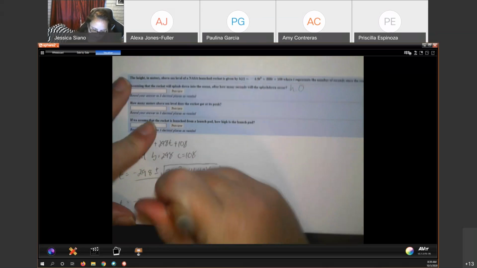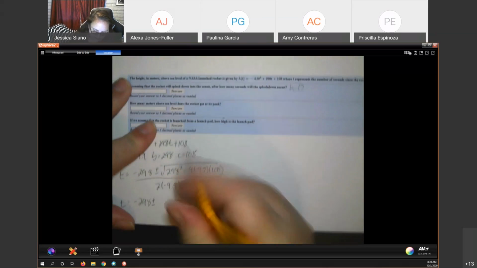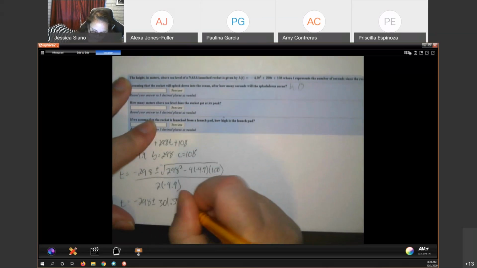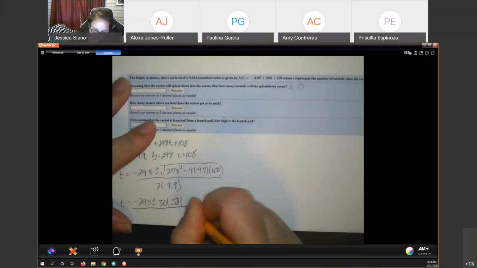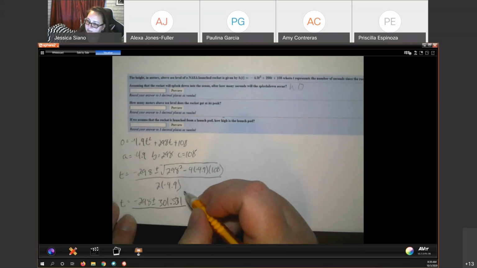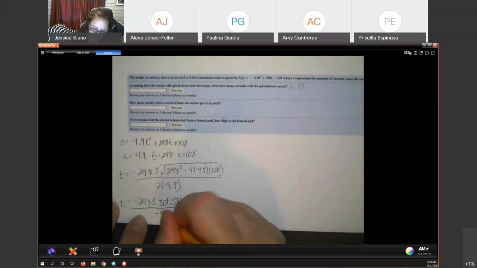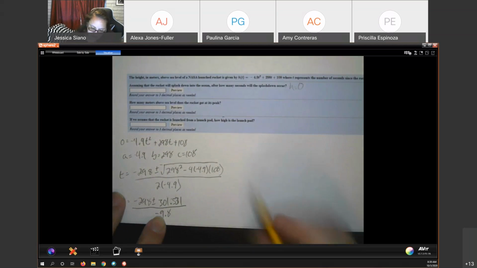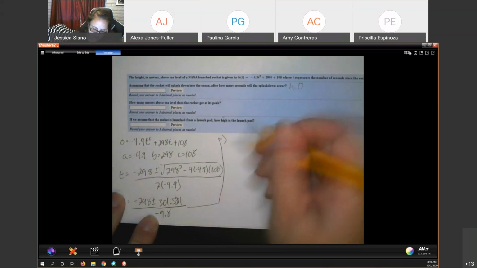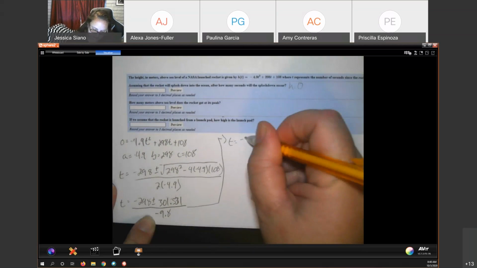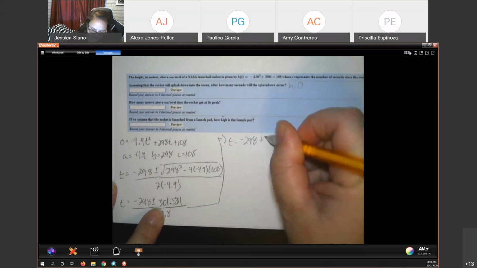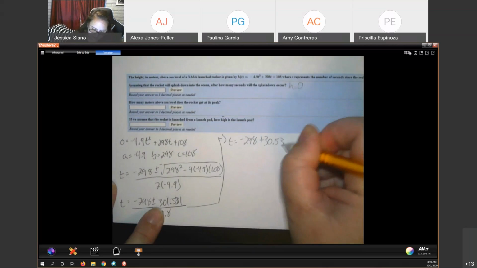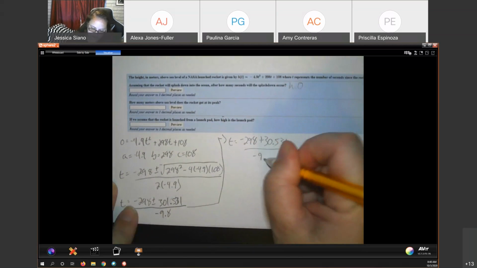Why did I write that all the way over there? That was weird. Over, that's going to be a negative 9.8. So then, negative 298 plus 301.531 over negative 9.8.